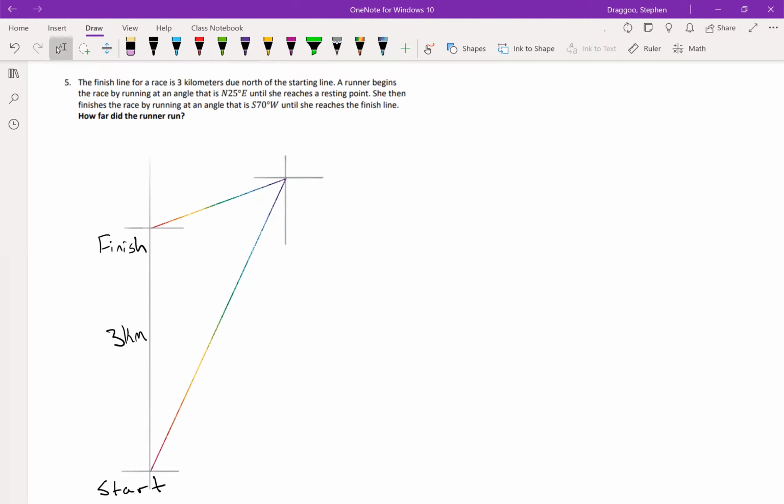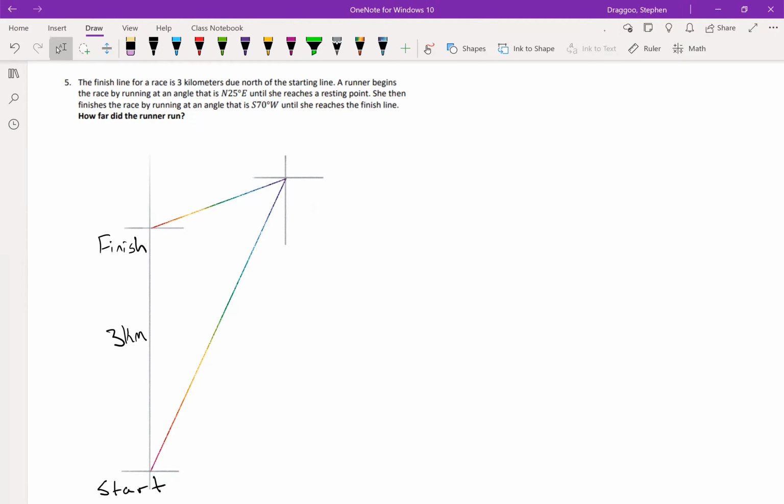Right, and finally, problem 5. We have that the finish line for a race is 3 kilometers due north of the starting line. A runner begins the race by running at an angle that is 25 degrees east of north until she reaches a resting point. She then finishes the race by running at an angle that is 70 degrees west of south until she reaches that finish line. How far did the runner run?